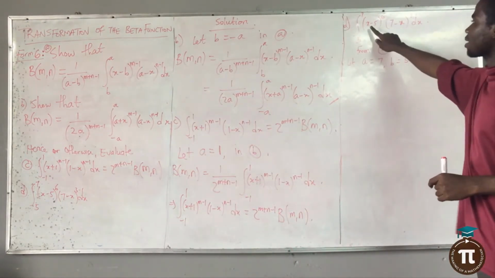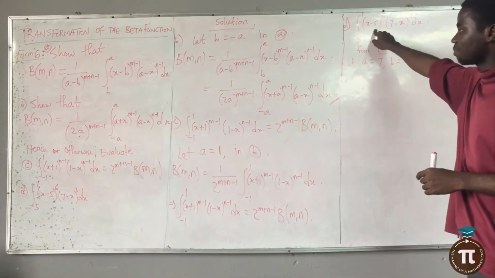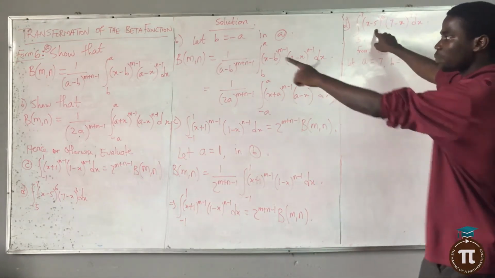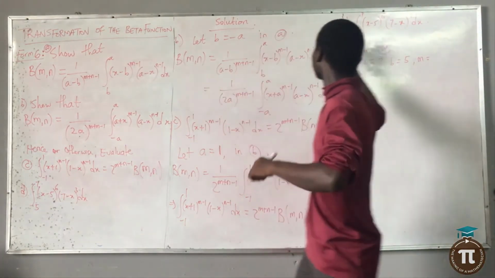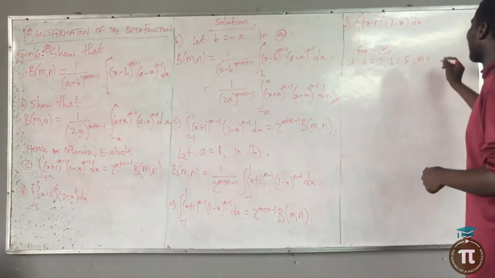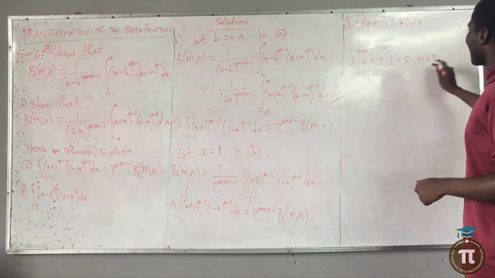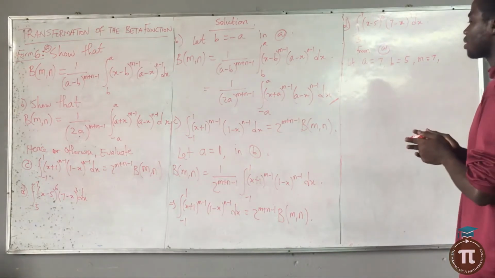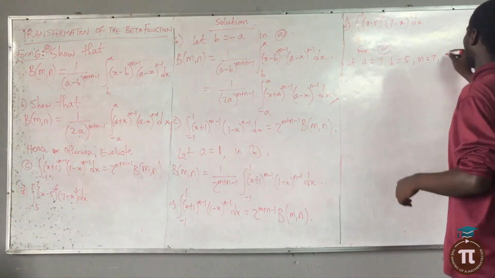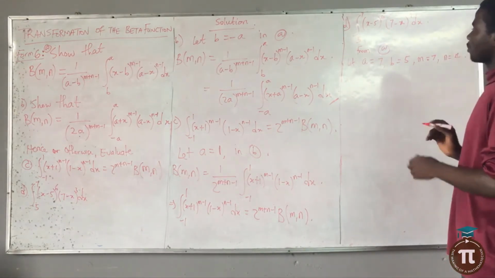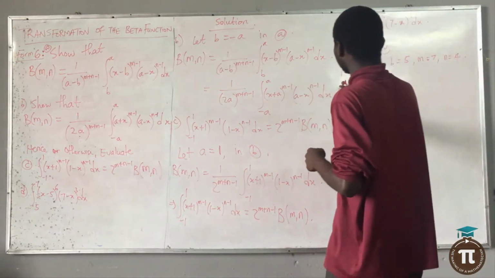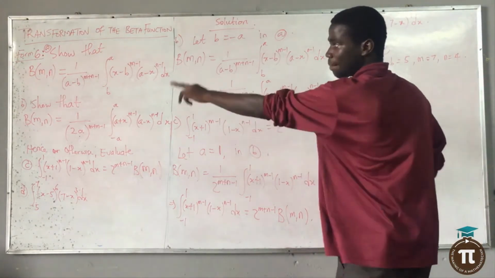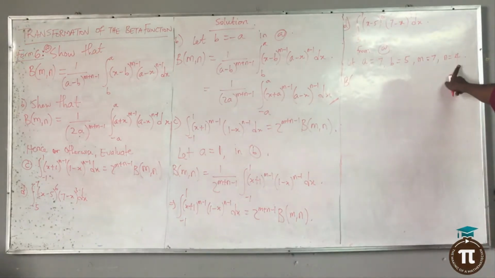So I have m minus 1. This is for x minus 5. That's B. B is 5, raised to power 6. So that means m minus 1 will be 6. That means m will be 7. So you let m to be 7, and then you let n to be 4.